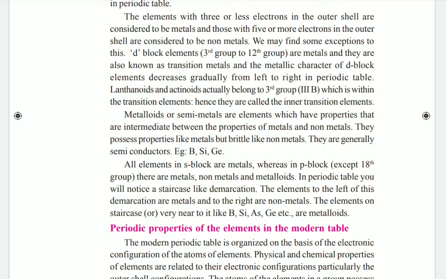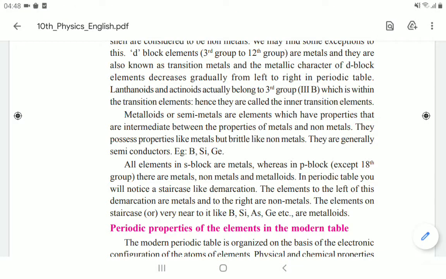All elements in the s block are metals, whereas in the p block there are metals, non-metals and metalloids also. If you observe the modern periodic table, all the s block elements come under metals only. But in the p block elements, some are metals, some are non-metals, and some are semi-metals.